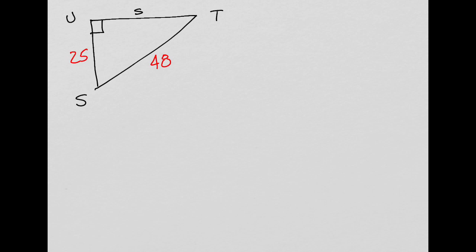So pick your favorite, it doesn't really matter which one you choose. I'm going to pick angle S down here. For angle S, I'm going to notice that 25 is its adjacent side and 48 is the hypotenuse. The trig function that uses the adjacent side and the hypotenuse is the cosine. So I know that the cosine of angle S is its adjacent side over the hypotenuse.